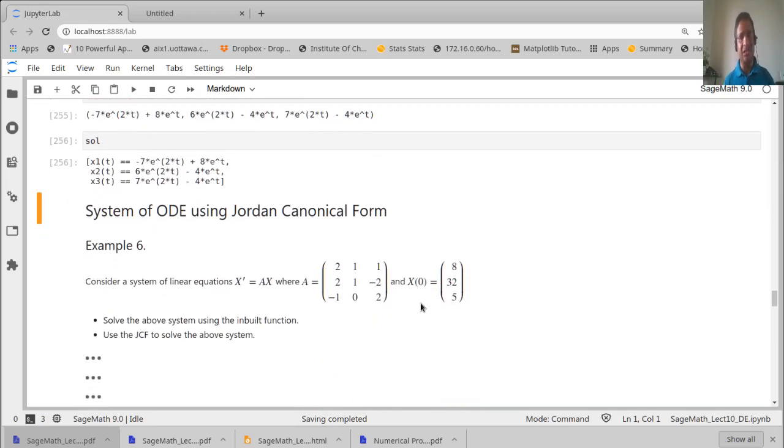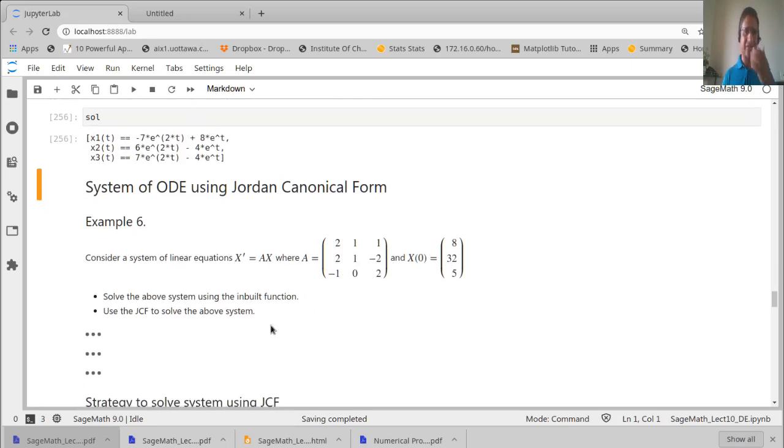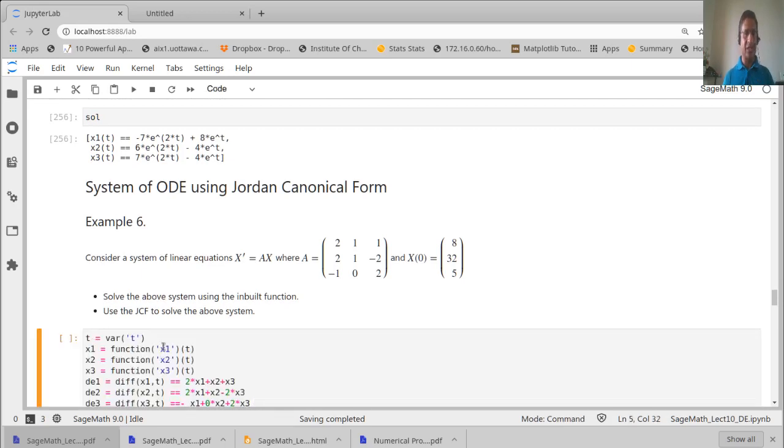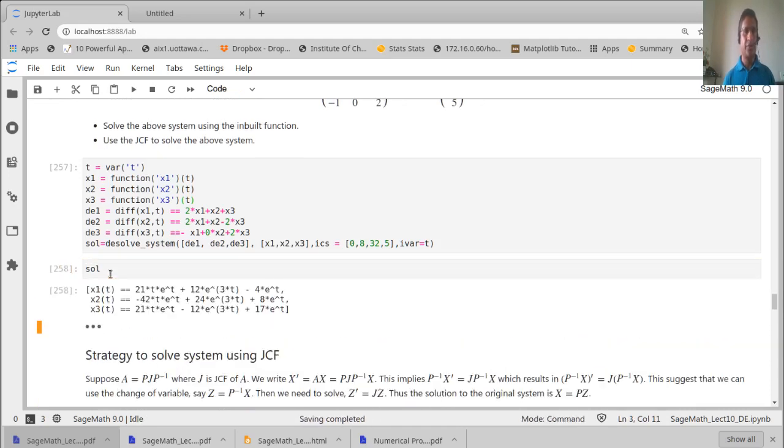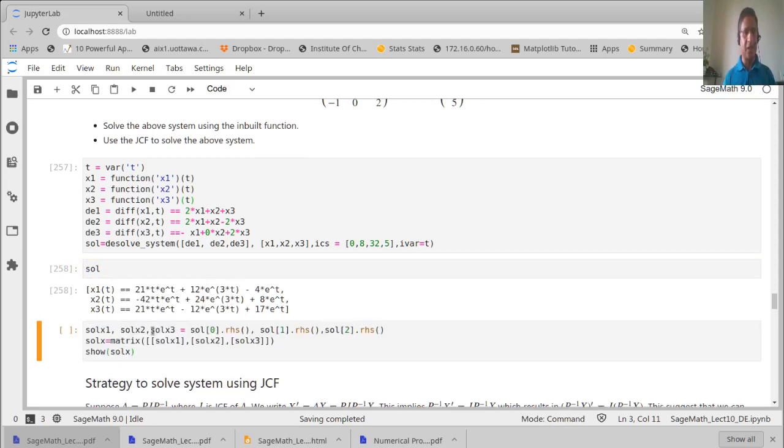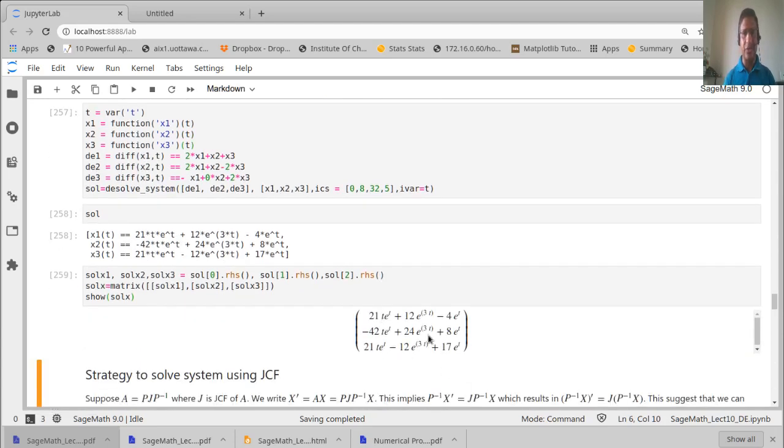So let us look at another system of ordinary differential equations. X dash is equal to Ax, and A is equal to [2 1 1; 2 1 -2; -1 0 2], and x(0) is (8, 32, 5). So in this case, let us look at first what is the solution using the inbuilt function. Let me print what is the solution. So the solution looks like this: x1(t), x2(t), x3(t) equal to this. So this is in matrix form.